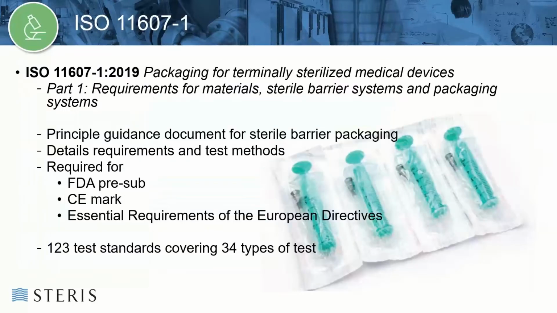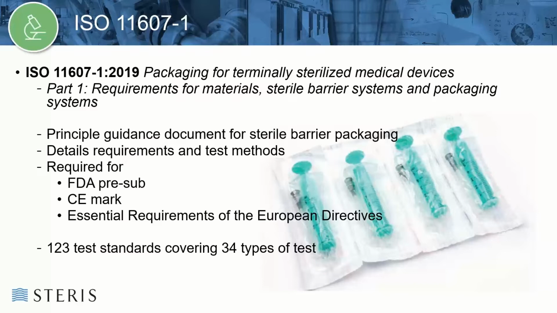So we're going to talk here about ISO 11607. Again, this is the primary guidance document for sterile barrier packaging. It's going to detail a lot of the requirements for validation and the test methods associated with that. This is required for FDA, CE mark. Many of the different regulatory bodies around the world are going to expect that you follow 11607 in your packaging validation activities.